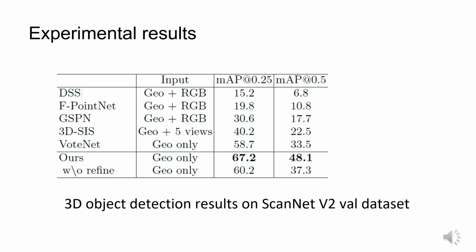Results on benchmark datasets are quite encouraging. We improve from the state-of-the-art by 8.5% in mAP at 0.25 threshold, and more than 14.6% in mAP at 0.5 threshold on ScanNet v2. In addition, if we remove the object proposal refinement, just using hybrid features learned with different geometric primitive prediction tasks, we can see that the performance gains are much smaller, which shows the importance of our proposal refinement module.